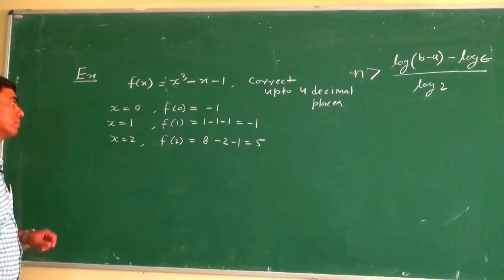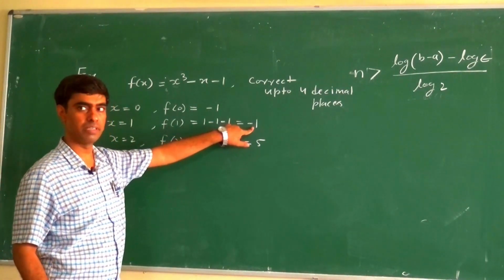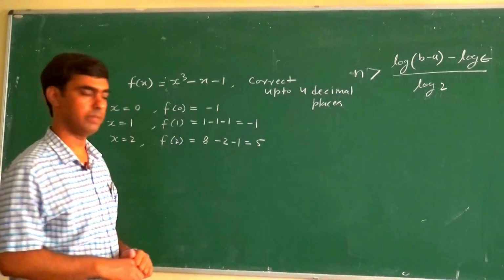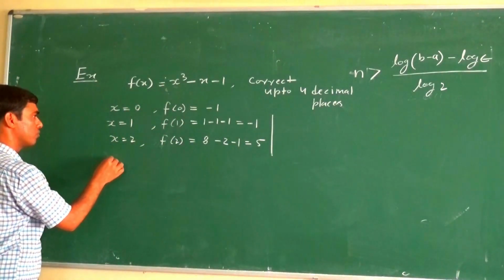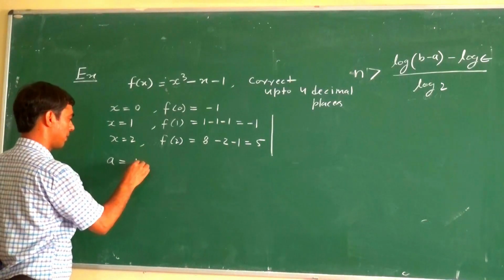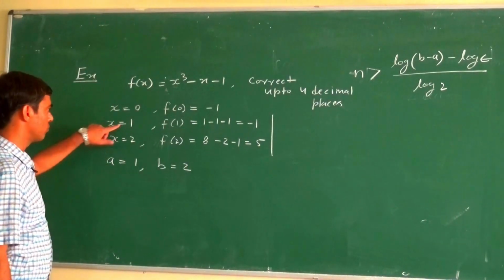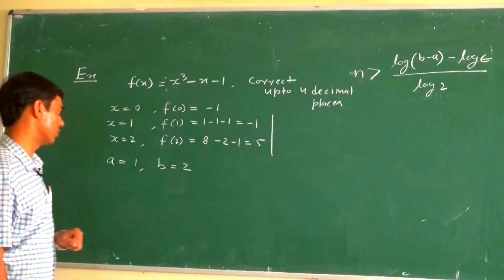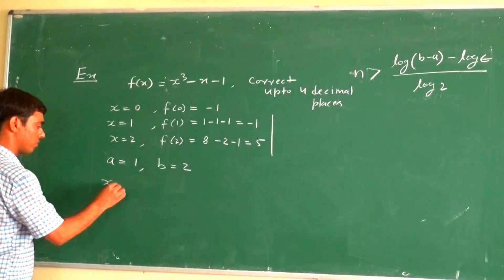Why do we stop our search? Because here we are able to find a point where the value of the function is negative and another point where the value of the function is positive. So what is the value of a? A becomes 1 and b becomes 2, because at 1 the value of the function is negative and at 2 the value of the function becomes positive.